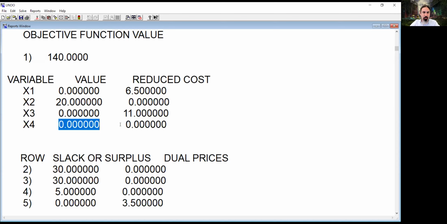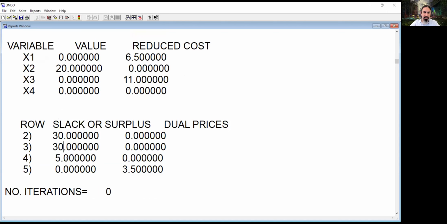There is an alternative solution here because a decision variable, which is x4 here, has a value of 0, but a reduced cost of 0 as well. It can be in the optimal solution. It allows it to be in the optimal solution, but I can see that there are 3 slack surplus values, so this is not in the solution right now.